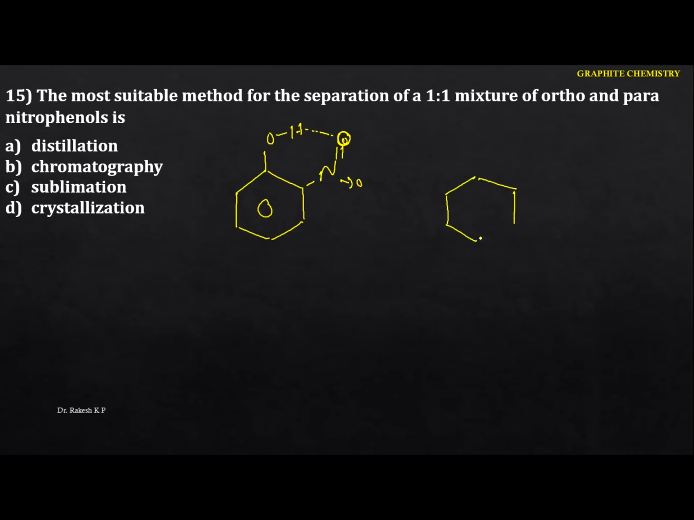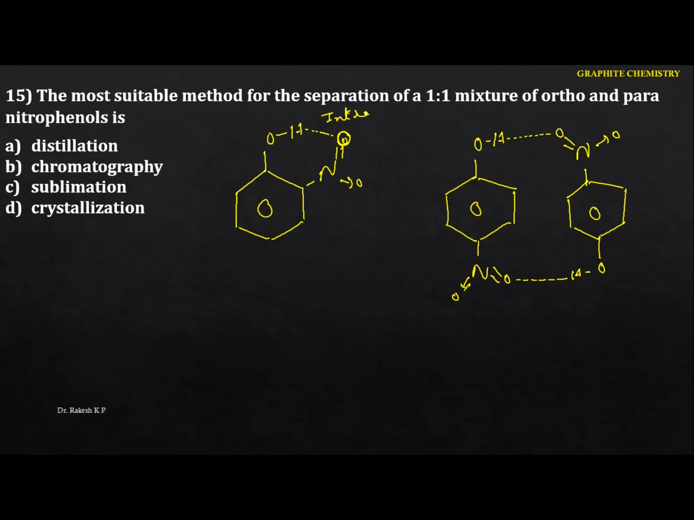Now the para nitrophenol. This is the para nitrophenol here, with N=O, and here we have the OH. I take one more molecule of para nitrophenol, again with N=O. Here you can identify intermolecular hydrogen bonding. Here we can identify the intra, and here the inter. That means the strongest bond is this one, the intermolecular hydrogen bond.